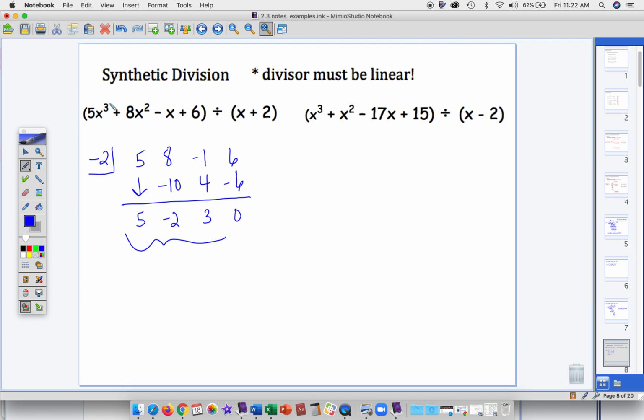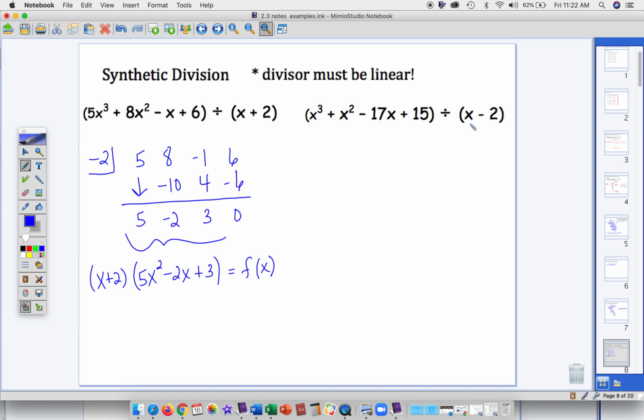If we start with a cubic polynomial, remember we're always dividing by a linear factor, so that brings it down by 1 degree. So this quotient is a quadratic, so it's 5x squared minus 2x plus 3. Okay, so x plus 2 times this would equal our dividend.